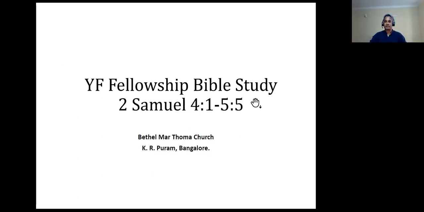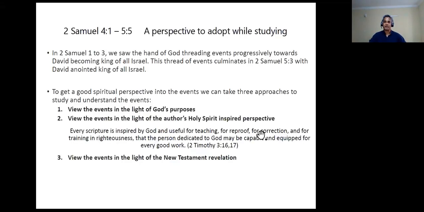So today we will study from 2 Samuel chapter 4. Last week, Rajiv covered chapter 3, and we saw how David dealt with the death of Abner. Today we will study chapter 4 and the first 5 verses of chapter 5, because chapter 5, verse 3 brings us to a conclusion of a certain part of 1st and 2nd Samuel.